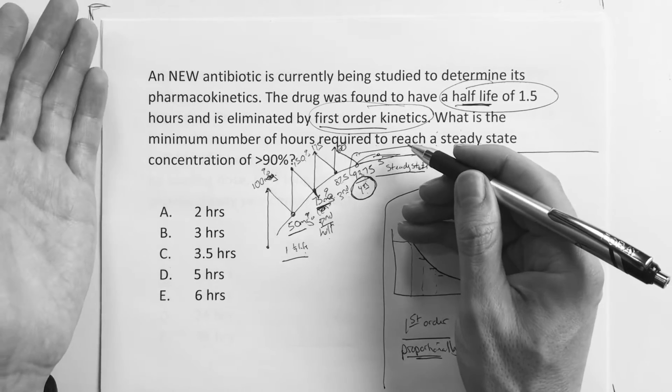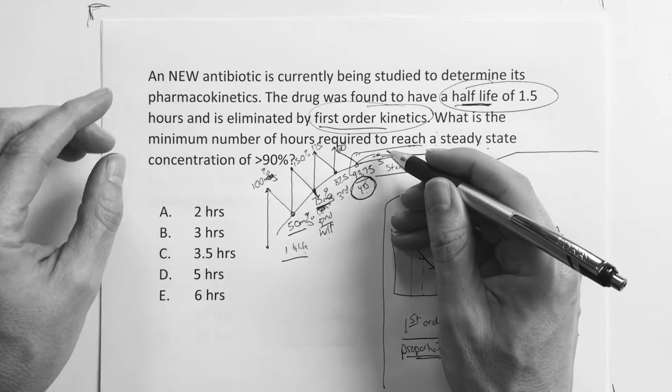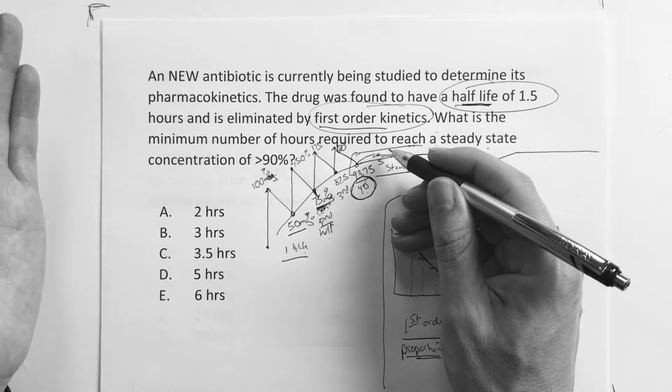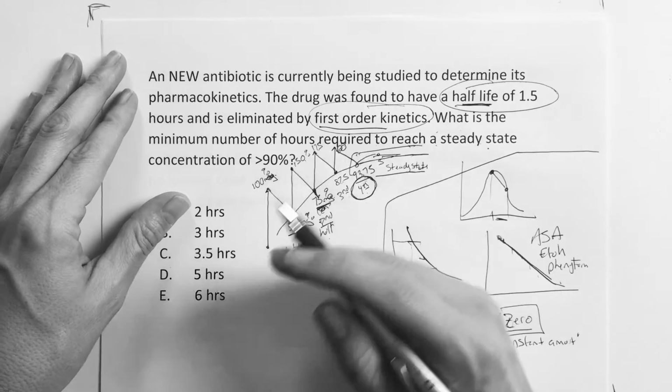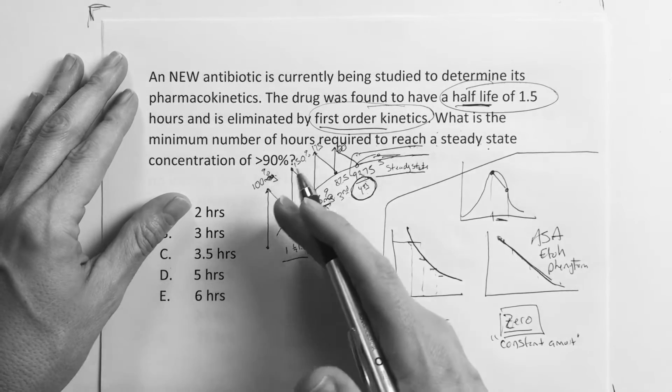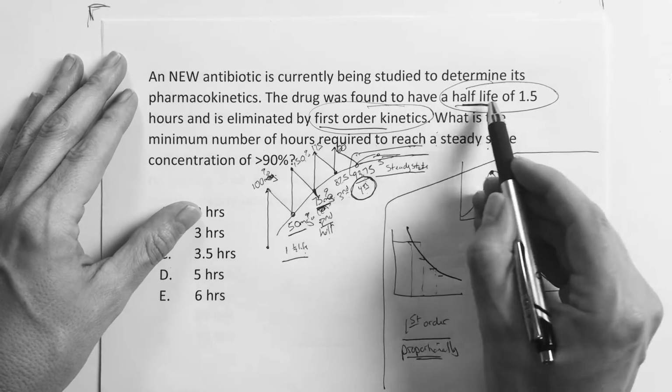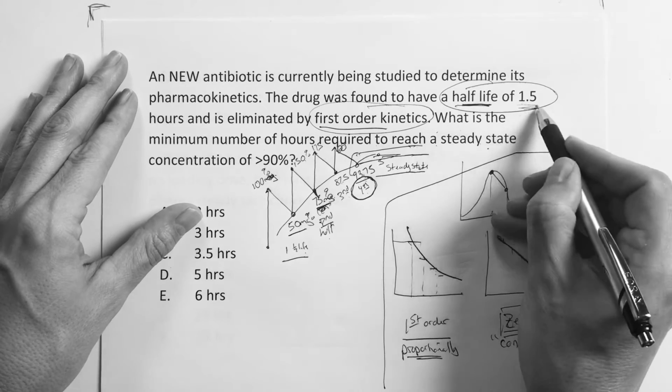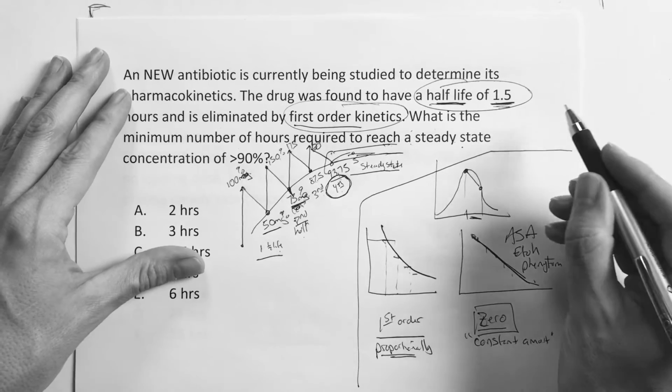Now, every drug's different, right? Some drugs, the ones that you take just once a day, might have a half-life that's really long, right? Because then you can wait to the next dose until day 2. But in this situation, this half-life is only 1.5 hours. You're like, wow, that's not very long.